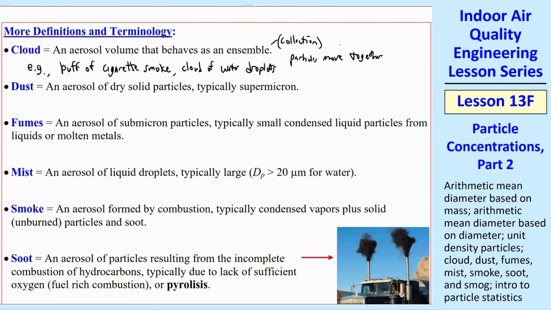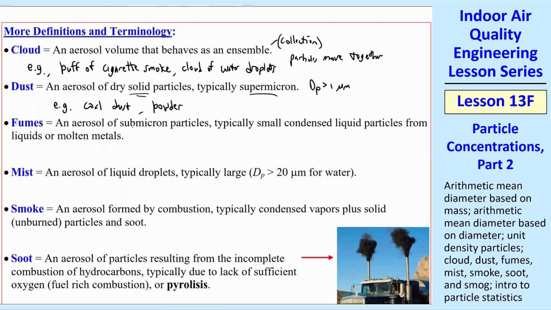Some examples are a puff of cigarette smoke that just moves with the air and doesn't really dissipate much. It just moves along like a cloud. And a cloud of water droplets: if you look up at the sky and there's a cloud, it seems to move together. Dust is an aerosol of dry solid particles. So these are solid, not liquid, typically supermicrons, so dP is greater than 1 micron. That's what supermicron means. Some examples would be coal dust and powders like talcum powders.